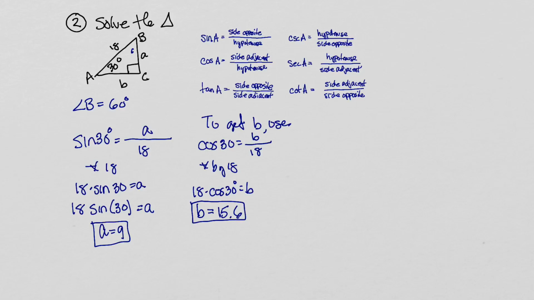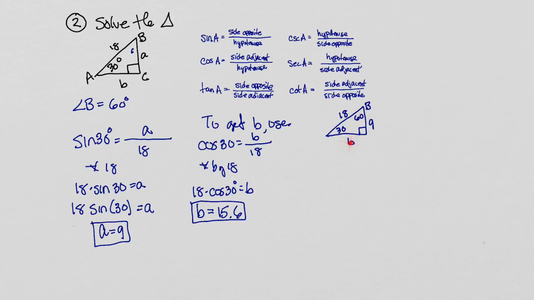But let's try something else here too. We have this angle up here, right? I'm going to draw that over here. Here's where we're at. This is 30 degrees. That's our right angle. This is 60 degrees, and that's angle B. We said that this is 18, and this one we found to be 9. And we're trying to get B. Now, if we use angle B instead of angle A, see what happens.